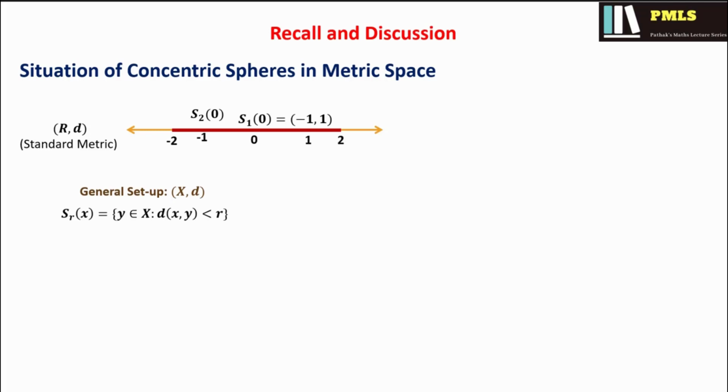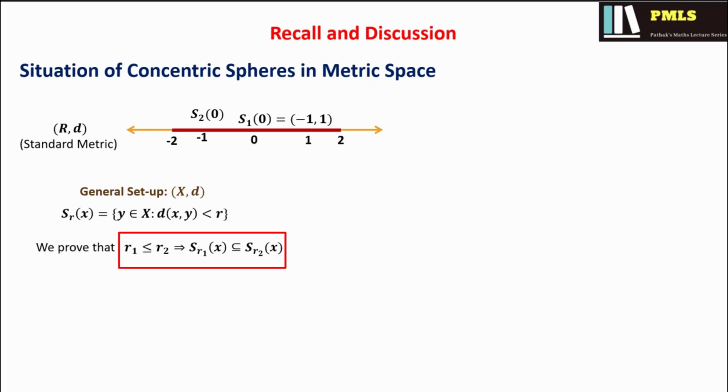So in the general setup, we have taken a metric space (X, d), and now we are defining an open sphere in the metric space like S(r, x) is equal to the set containing all those points y in X such that d(x, y) is less than r. This we already know, and with this definition, what we want to prove is that if r1 is less than or equal to r2, it implies that the sphere with the radius r1, which is S(r1, x), is a subset of S(r2, x). So this is what we want to prove.